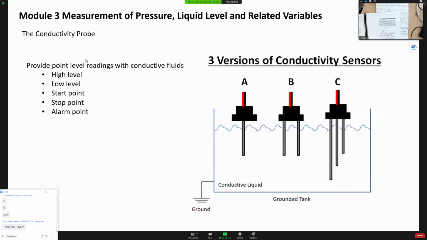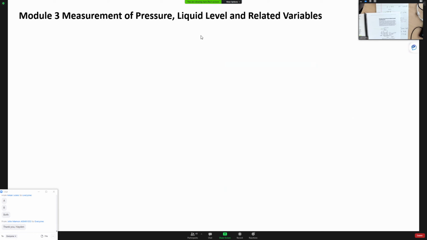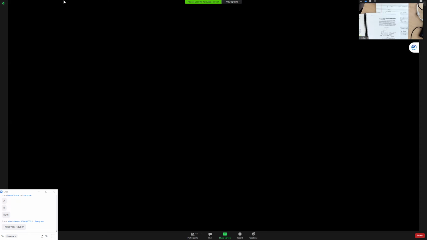This conductive probe, we already watched some animated place. So you can use one, or you can use two, or you can use multiple to measure the liquid level. I think that's it for this one.